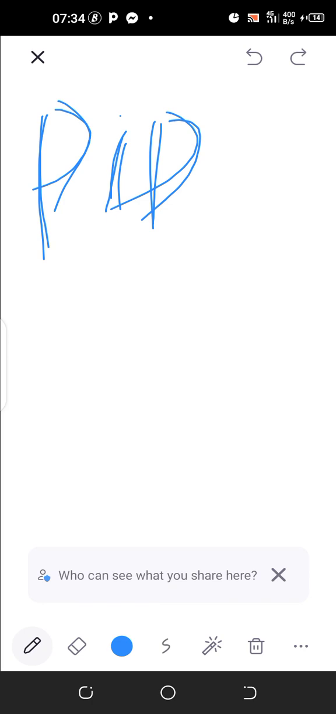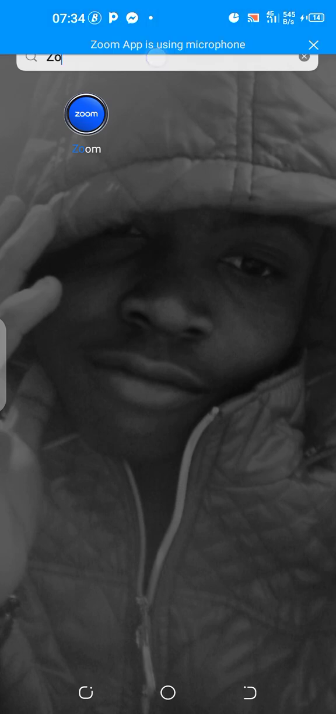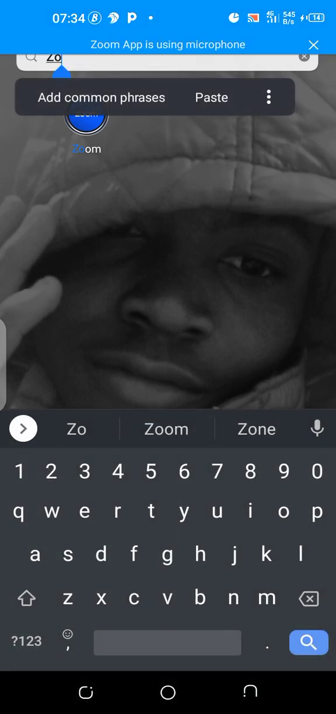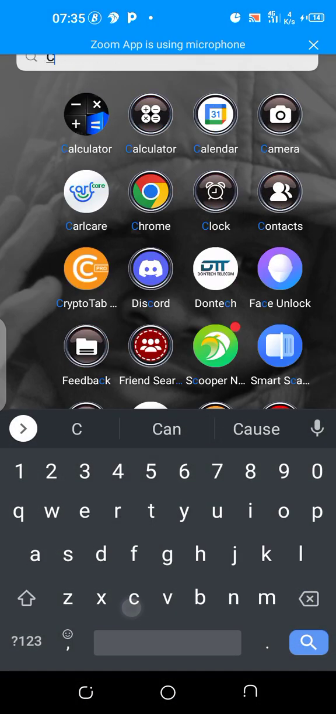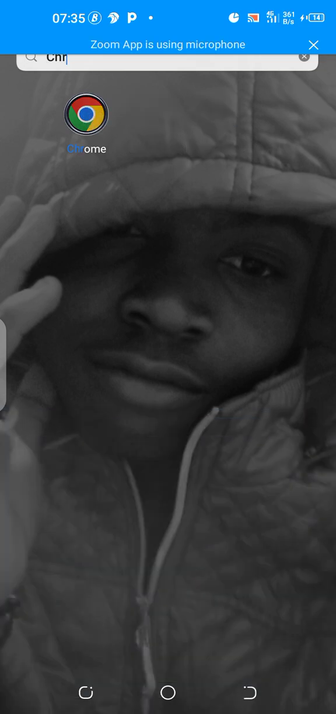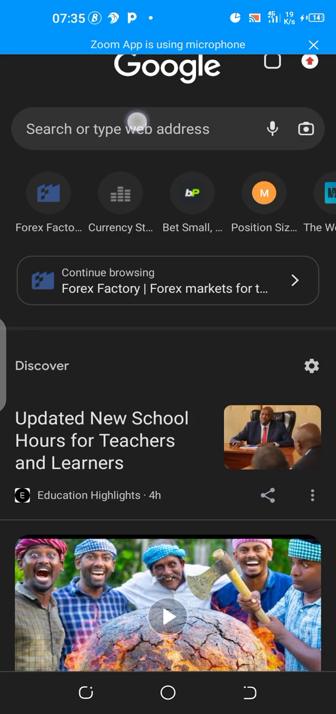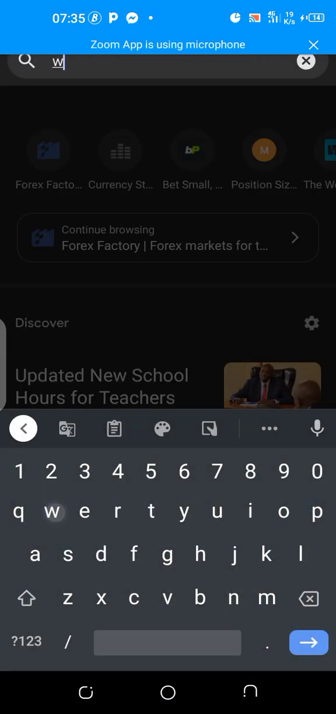But I'd like us to go to our Chrome browser to check what a pip is all about. Let's just have this basic idea of what a pip is. Now, what is a pip? Let's check.